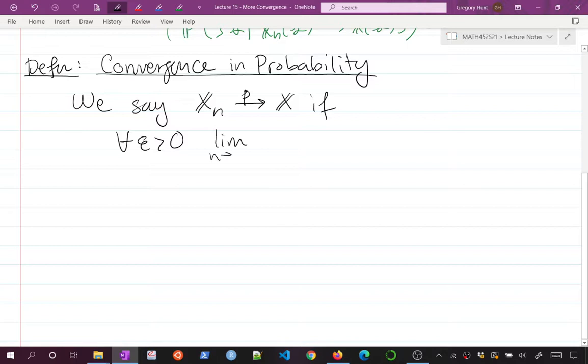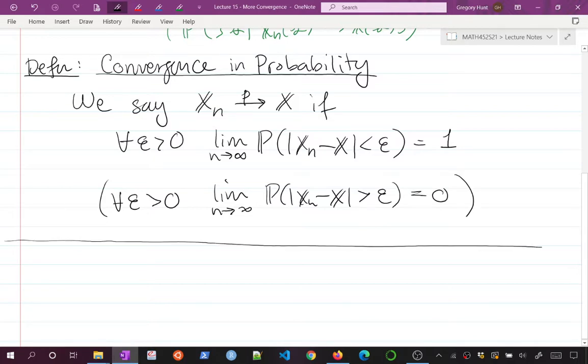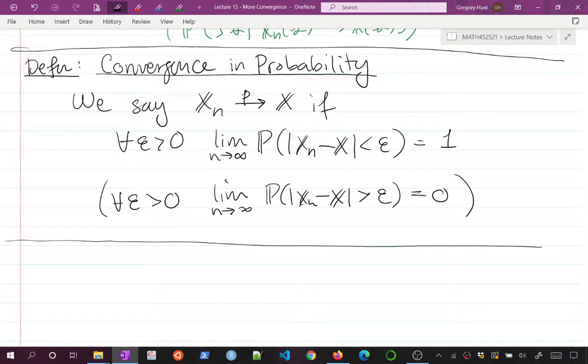if I look at the limit as n goes to infinity of the probability that Xn minus X is less than epsilon, this goes to 1. Or alternatively, for all epsilons, I can look at 1 minus both sides: the limit as n goes to infinity of the probability that Xn is more than epsilon away from X goes to 0. So the idea with convergence in probability is that I pick a threshold and ask, what's the probability that Xn is within epsilon of its limit X? There's a sequence of those probabilities for X1, X2, X3, and if that converges to 1, we say Xn converges in probability to X.